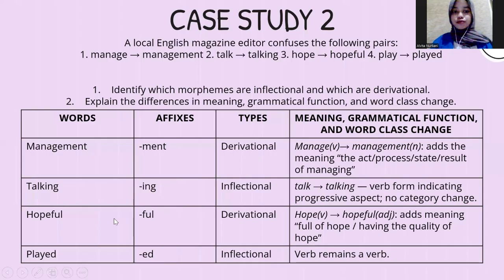Next is the word hopeful with the affix -ful, and it has the type of derivational morpheme. It is similar to the word management. The word hopeful has the root word hope and adds the affix -ful; hopeful changes the meaning and the word class into adjective. And the meaning of hopeful is full of hope or having the quality of hope. And then the word plates has the affix -s, and the type is inflectional. It doesn't change the word class or grammatical function or meaning.